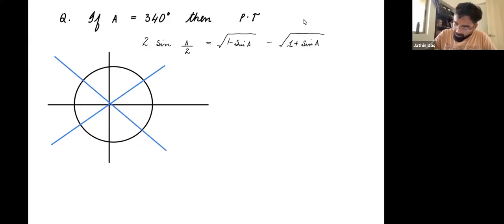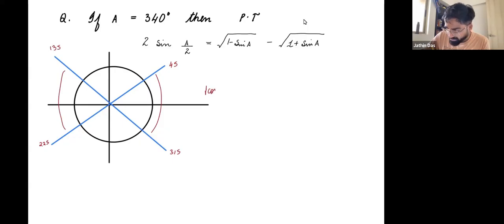Remember? 45, 135, 225, and 315. And this region, you can convert it into... I'll tell you two methods, if you want to remember this or you don't want to remember this. Both options I have.